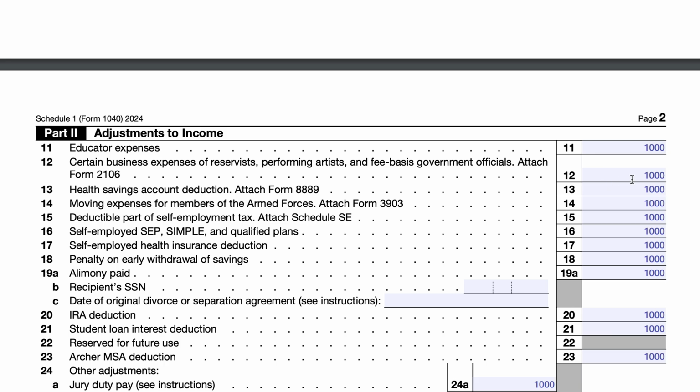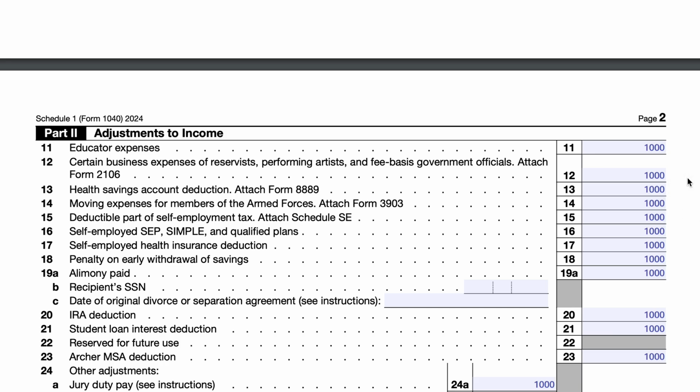Health savings account deduction. So you can take the deduction if you made contributions to your HSA. Again, you would follow the instructions on your Form 8889 and then report that adjustment on line 13.